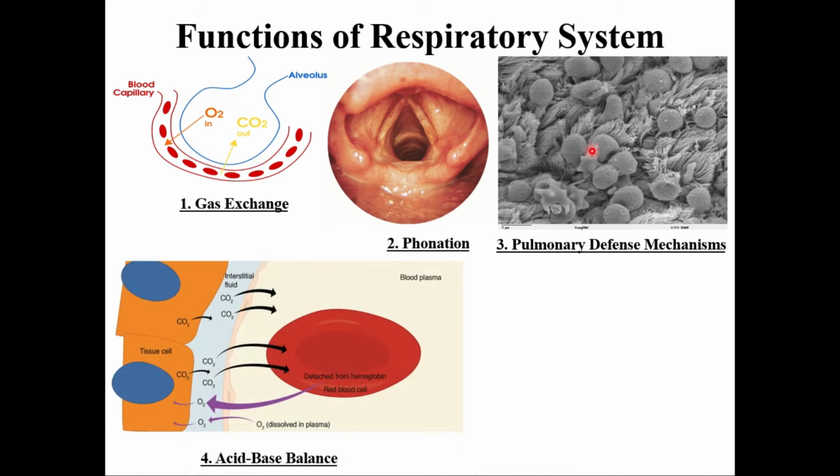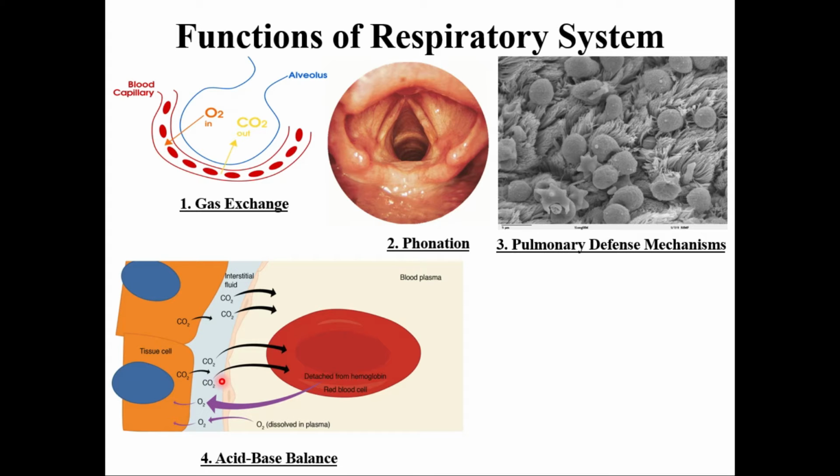Then comes the acid-base balance. Our pH is regulated by our respiratory system as well, which exchanges carbon dioxide and oxygen. As we can see in this diagram, oxygen and carbon dioxide are exchanged between our lungs and blood with the air. The respiratory system can therefore participate in acid-base balance by removing carbon dioxide from the body.